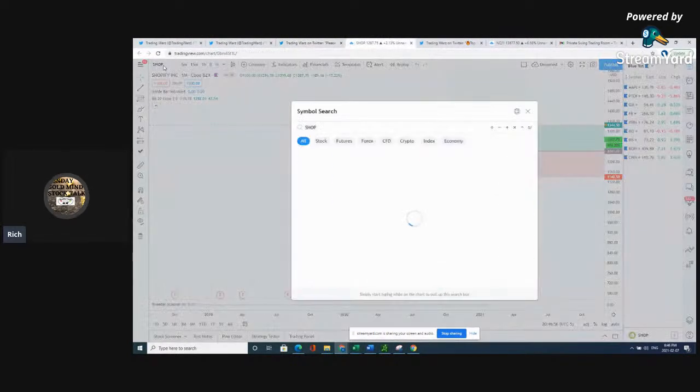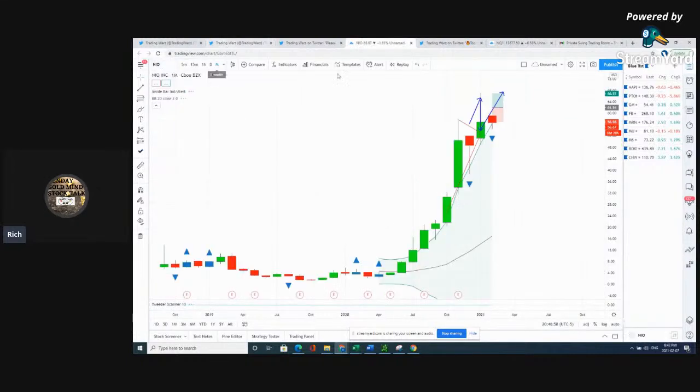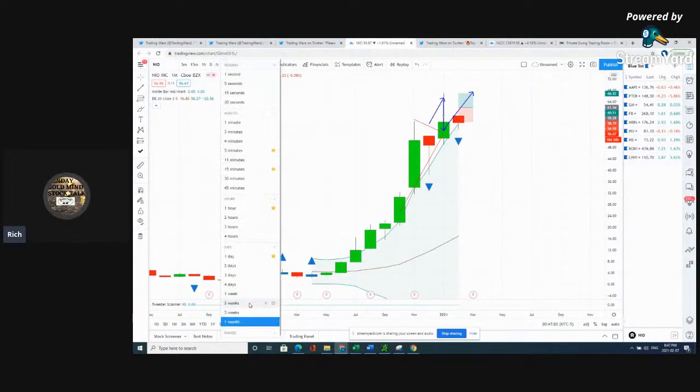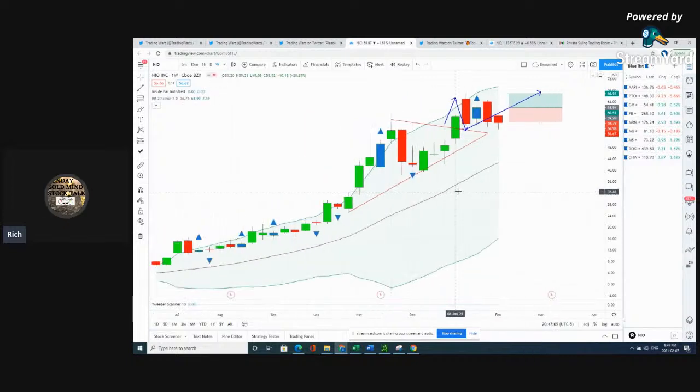So NIO, this was one of the ones that were, that's the monthly. So let's look at the weekly. Yeah, so NIO, we actually got stopped out on this trade. I did take that inside bar long, and then you see how it kind of broke up and then it just came back down. So it definitely stopped us out there, and we just lost. There's nothing else I can say.